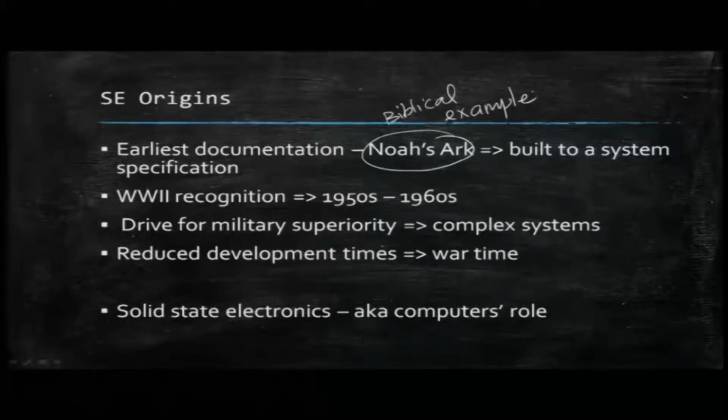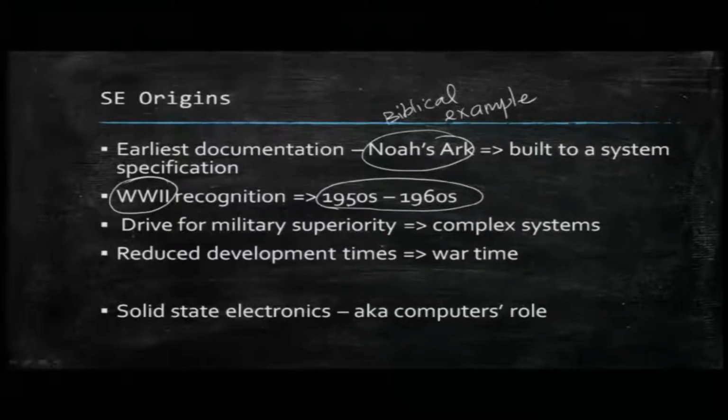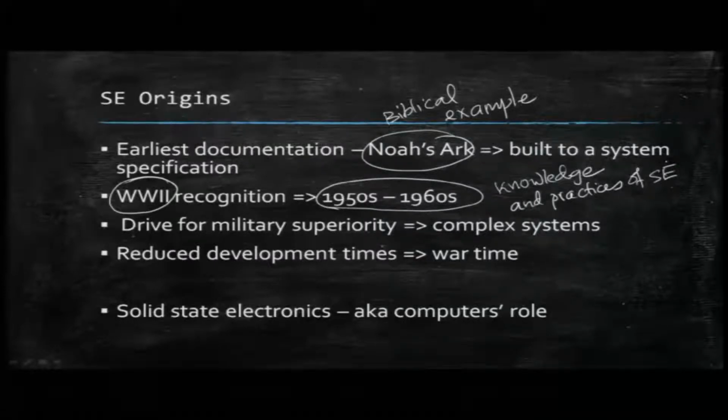But biblical examples aside, most of the researchers and practitioners in systems engineering agree that World War II, WW2, is where systems engineering as a field started getting its recognition. In the 1950s to 1960s, this is the time period where many books, literature, research publications, and all other aspects related to systems engineering started to get published and printed, and this is where the knowledge and practices of systems engineering started to evolve. The properly documented knowledge with a scientific approach started developing around this time.